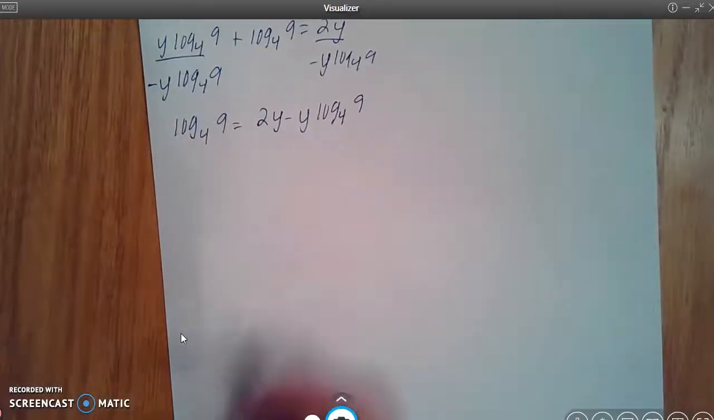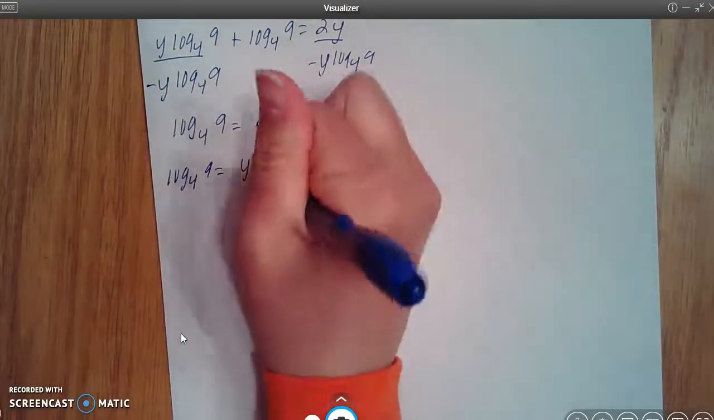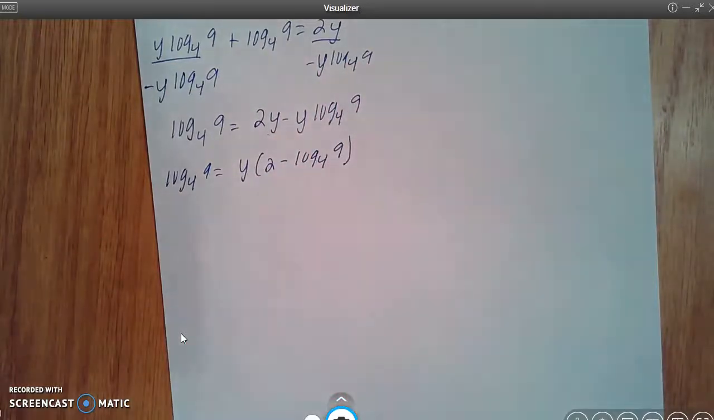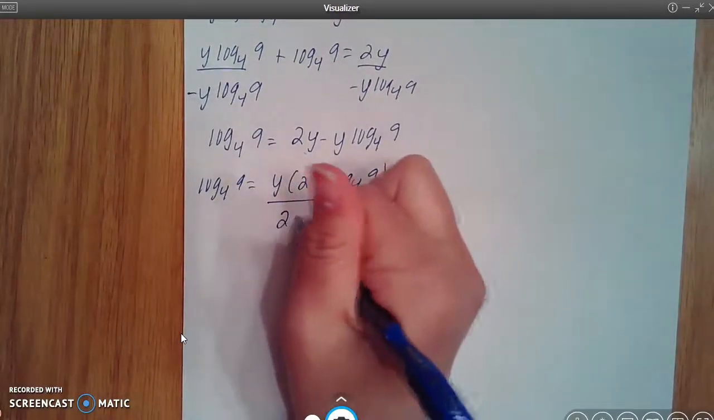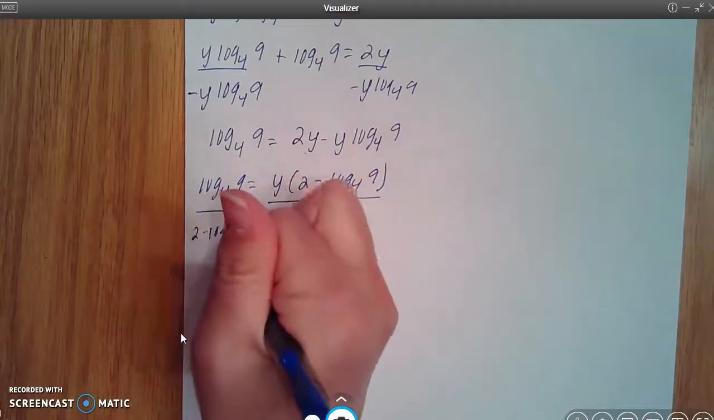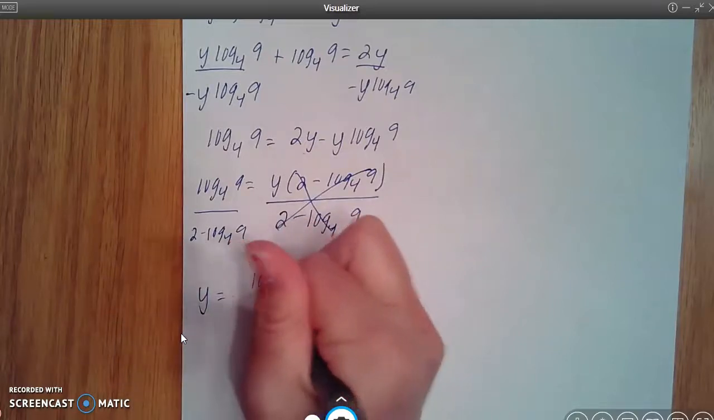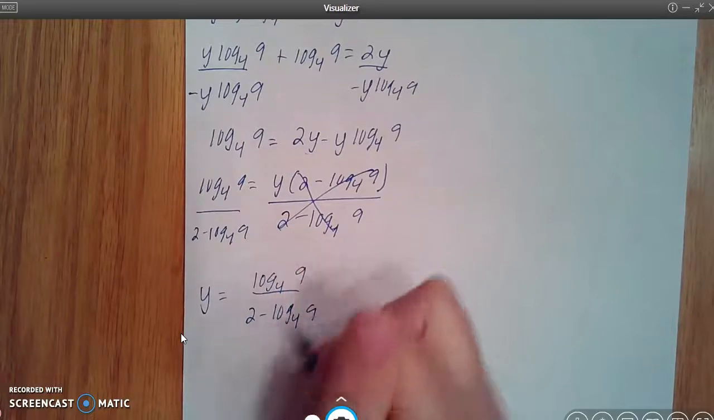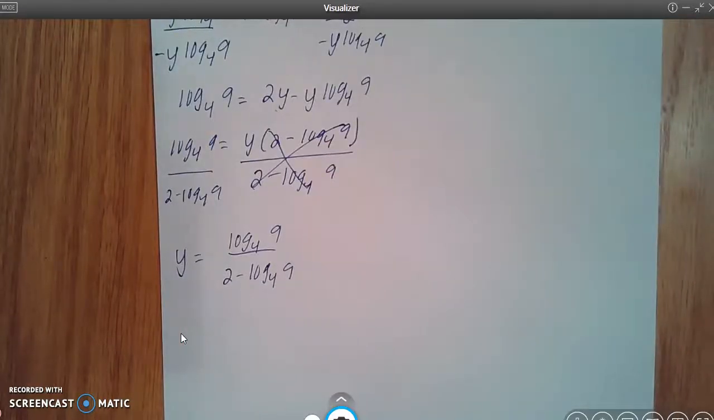So in here you can see that they both have a common term of y. And you can factor that y out and you're left with 2 minus log base 4 of 9. And then last but not least, I need to get the y by itself. So I'm going to divide everything by my 2 minus log base 4 of 9. And now my y is by itself, and you can just plug this into your calculator to get your answer, and it will match whatever was on the answer key.